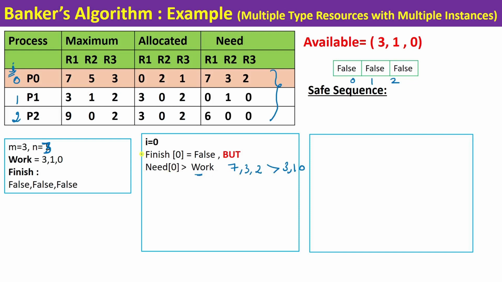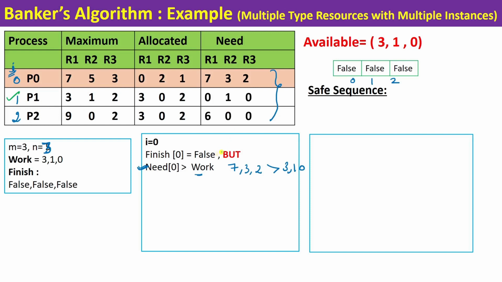When these conditions are true, then only we will proceed further. But here this need condition is false, so we will not proceed further because we are asking for more resources than the currently available ones. So we will leave I equal to 0 and check if we can grant the request of P1.